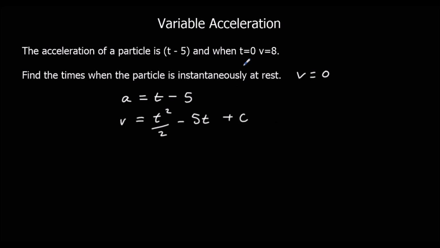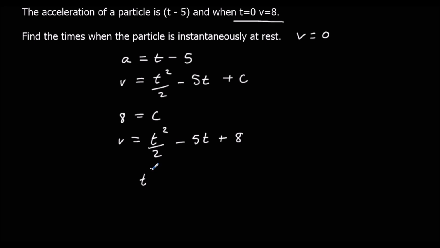We've been given this information to find c. So when v equals 8, t equals 0. So that'd be 0 minus 0 plus c. So c is 8, which means v equals t squared over 2 minus 5t plus 8. And we're looking for when v is equal to 0. So that means that t squared over 2 minus 5t plus 8 equals 0.